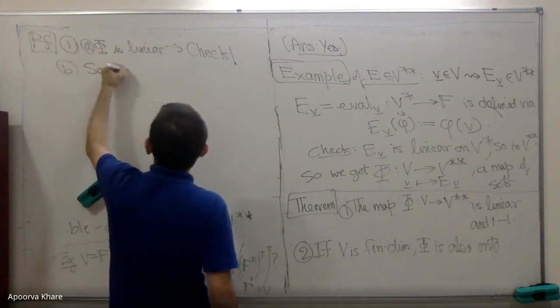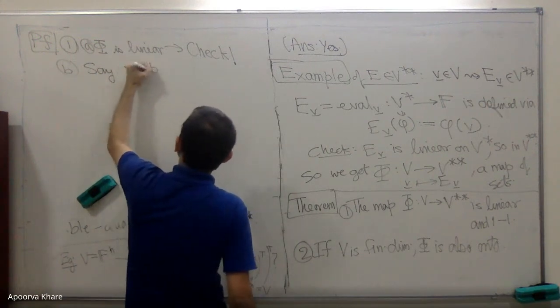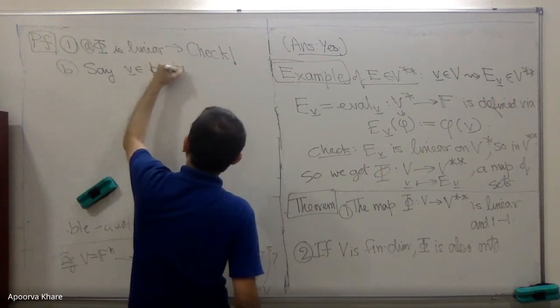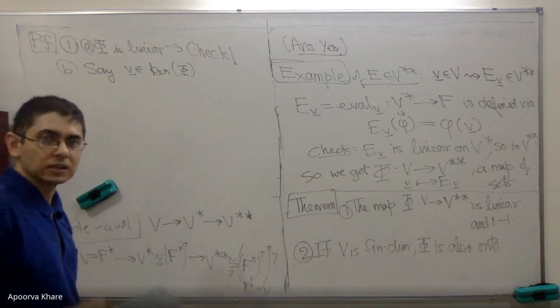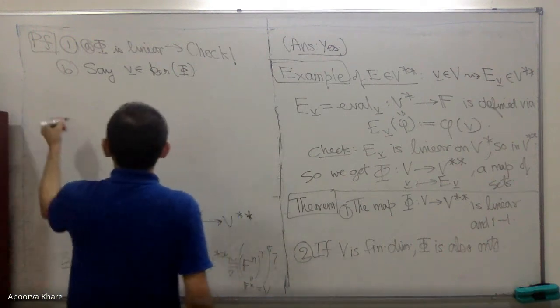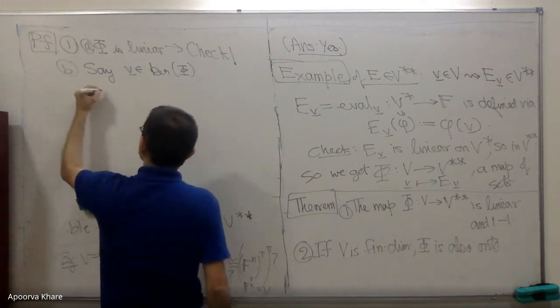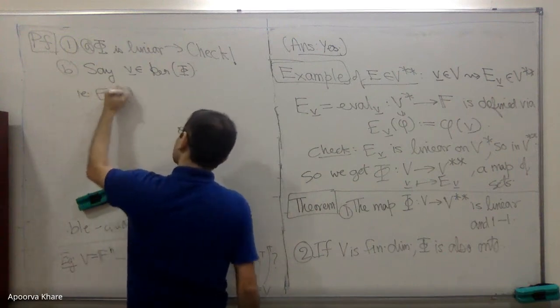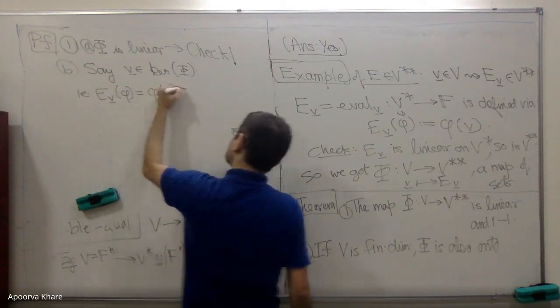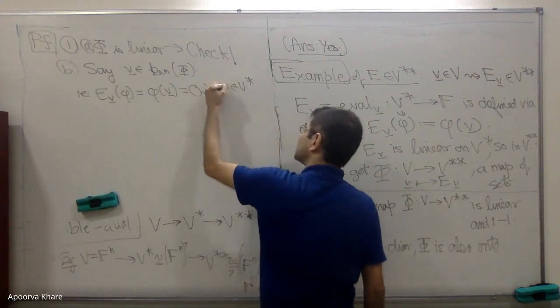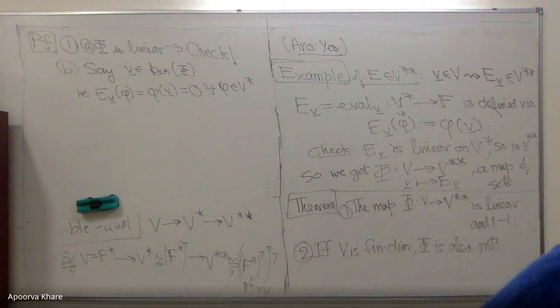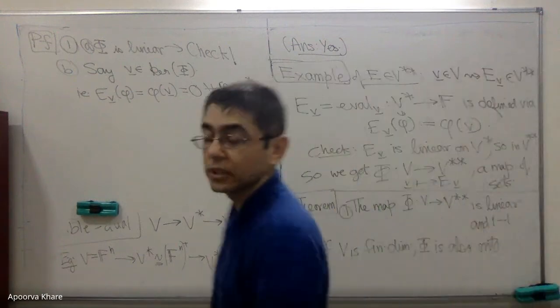an element of V. So let's say v belongs to the kernel of capital phi. What does that mean? It means that every element of V star evaluated at v is 0. I.e. E_v of phi, this phi of v, is 0 for all phi in V star. And now how do you prove that v has to be 0?